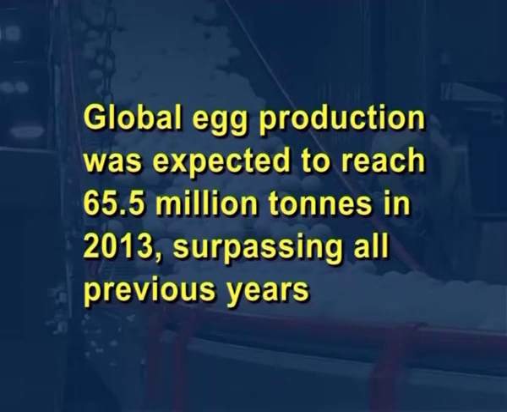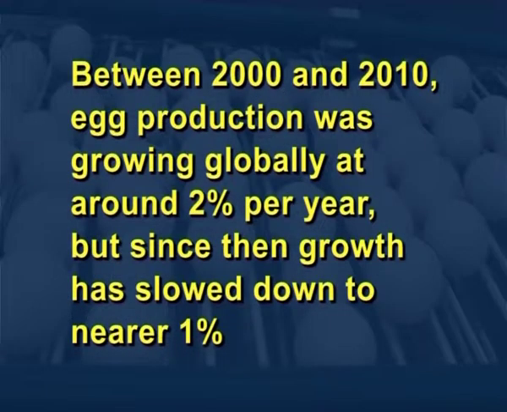Global egg production was expected to reach 65.5 million tons in 2013, surpassing all previous years between 2000 and 2010. Egg production was growing globally at around 2% per year, but since then growth has slowed down to nearer 1%.